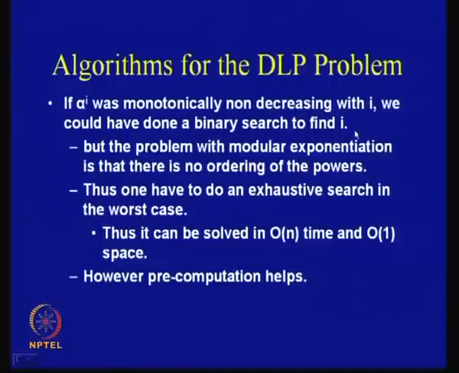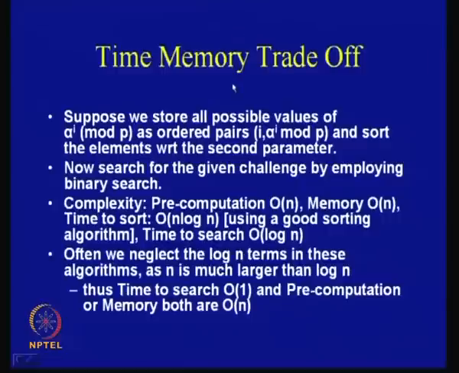The idea is like this. Suppose you store all the possible values of alpha power of I modulo p as ordered pairs, I paired with alpha power of I modulo p, and sort the elements with respect to the second parameter, that is, alpha power of I modulo p. Because of the previous discussion, you know that even if I increase I, alpha power of I mod p is not automatically sorted.